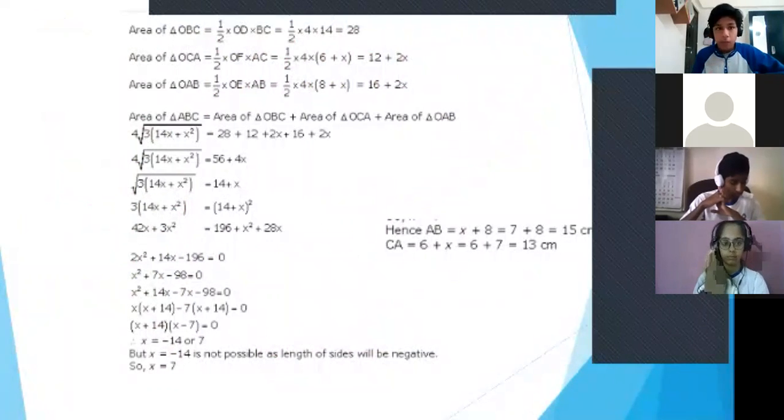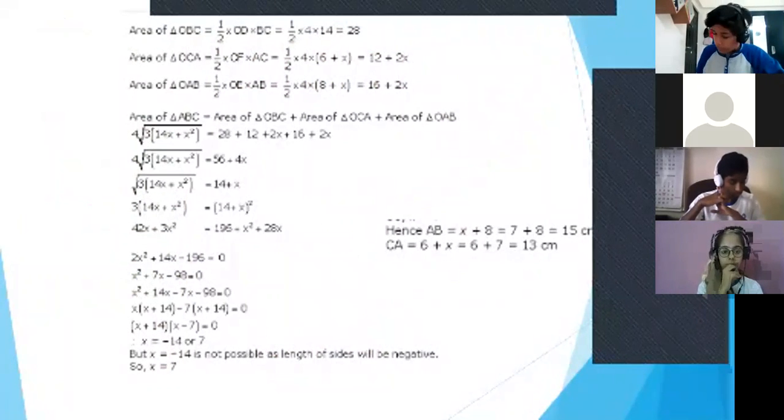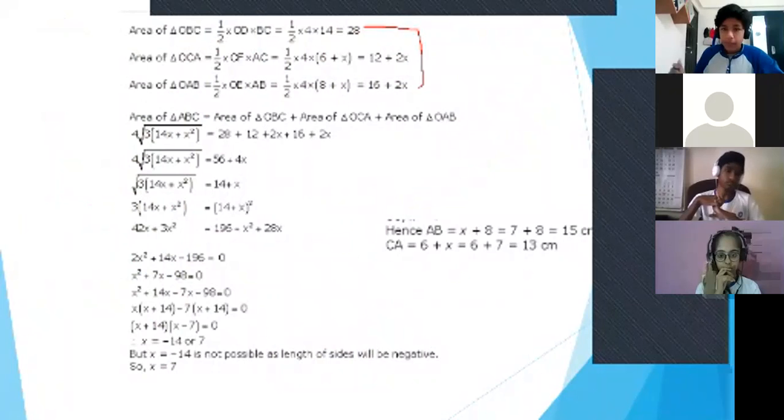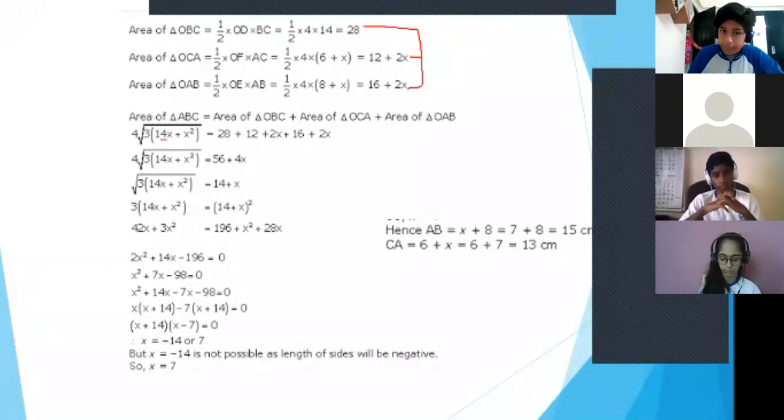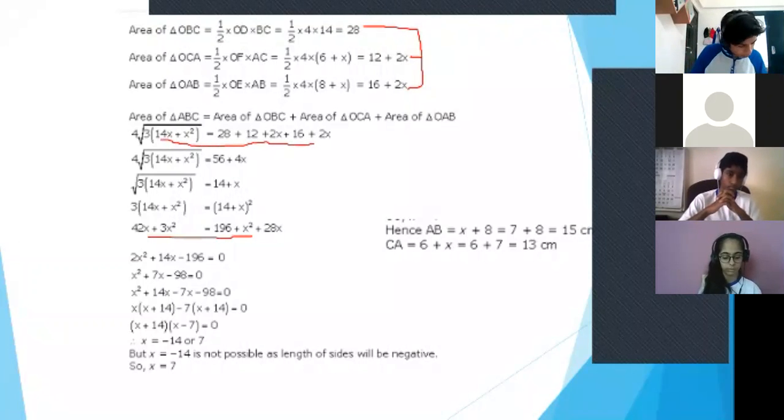Here it goes. If you can see the statement, if you're adding up, these are all the 3 areas of the small triangles. So you add them up and you come up to this. This is the equation you come up to. You keep on solving, you will get the value of x. Once you get the value of x, you know the sides of the triangle.